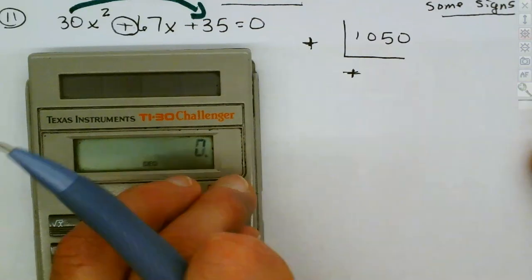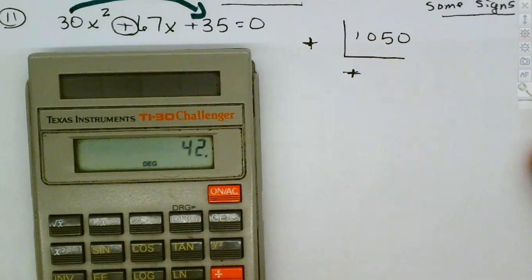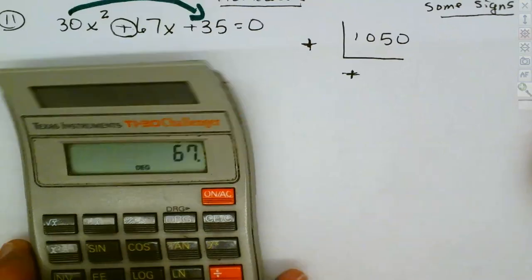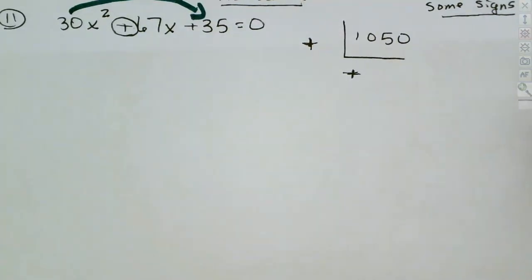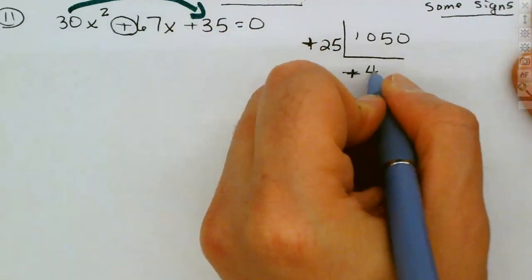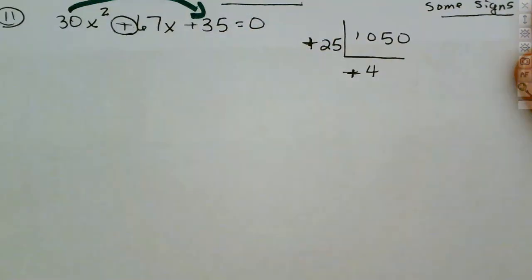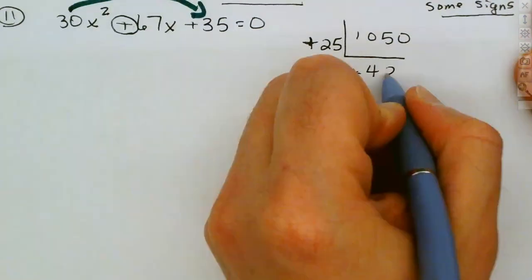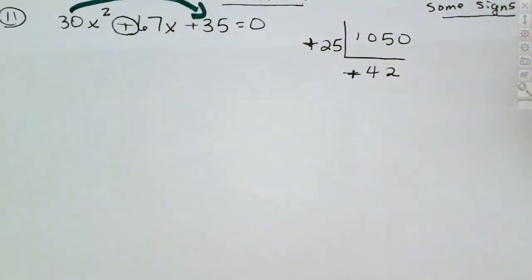Let's check. What is 25 plus 42? Well, 25 plus 42 is 67. So what would my two numbers be? 25 and 42, isn't it? 1050 divided by 25, make sure I got the right numbers. Yep, 25 and 42. Do you see how I found it though?